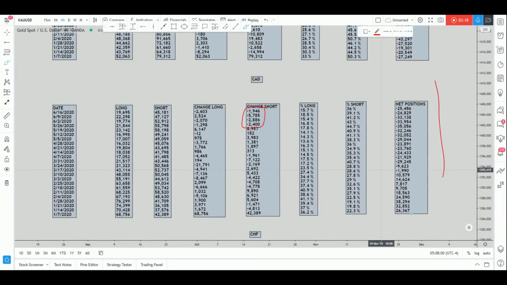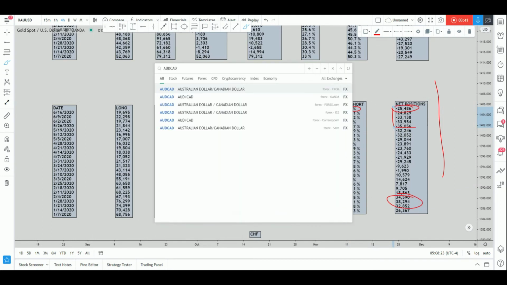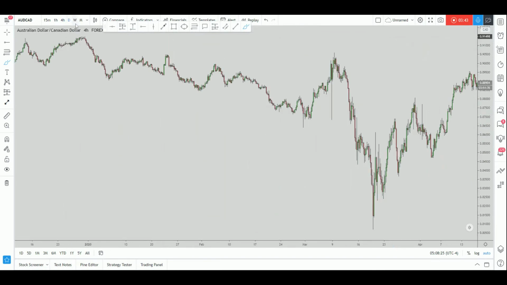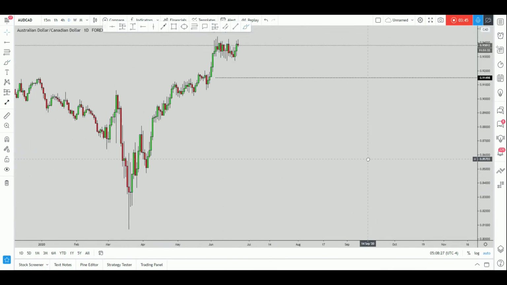If we go and see what we have from a CAD perspective, we can see that CAD in the long term has been getting very weak. We went from having more longs than shorts from an institutional perspective on it to having more shorts than longs, with a 36% short exposure. However, in the shorter term, we can see a shift from minus 35K to minus 25K. So the CAD getting a little bit stronger, which is good for our overall view from higher time frames on AUD CAD. But how are we supposed to be approaching this?